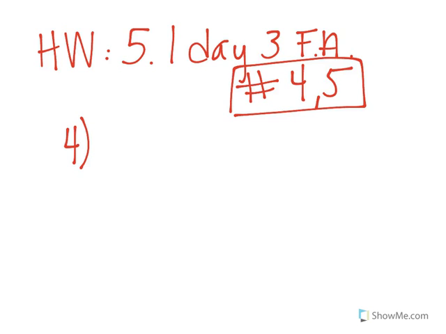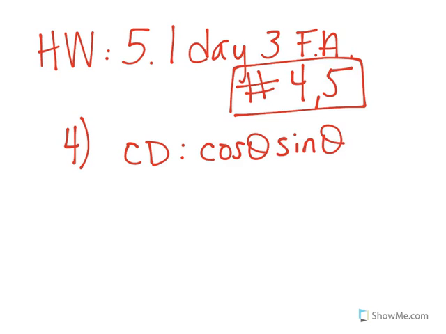Our denominators are cosine and sine. So what do you think your common denominator is going to be? Like I said, if it was 3 and 5, it would be 3 times 5. So your common denominator is just going to be cosine times sine. That is not the final answer. That is just the common denominator.